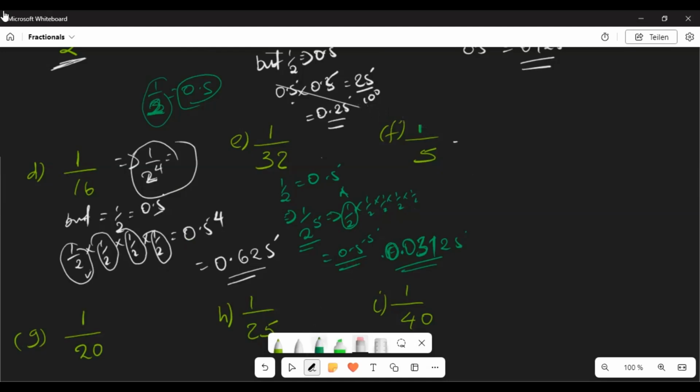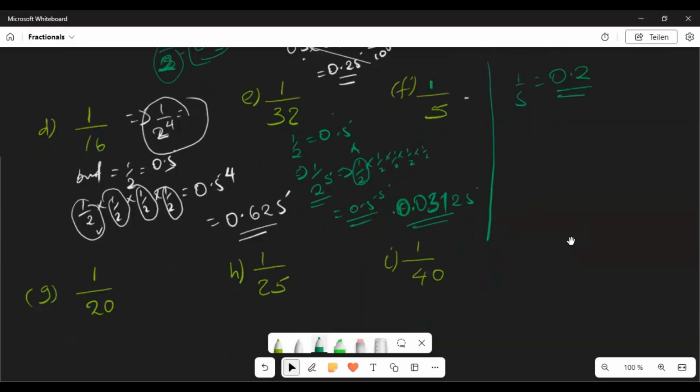Okay, so here we have denominators that end with 5. So here we have 1 over 5. Knowing that 1 over 5 will give you 0.2 is enough, because you're going to use that knowledge now to get 1 over 20, 1 over 8, 1 over 25, 1 over 40.